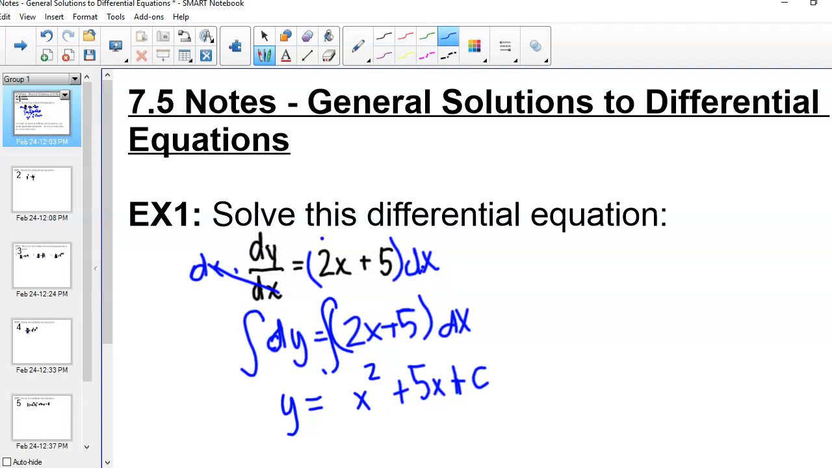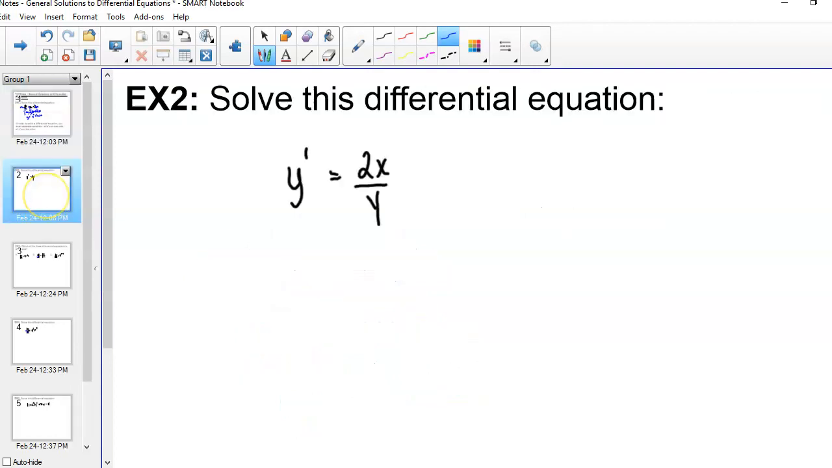And we have solved it by separation of variables. So this is a very simple example. Let's look now at some of the more complicated examples that we have not seen before. So here is example 2. This time it says y prime equals 2x over y. Now, I prefer the notation dy over dx for this equals 2x over y.